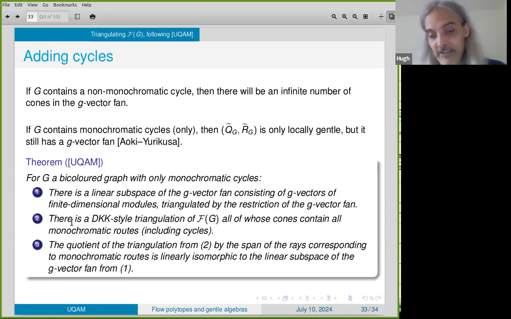There's a DKK on the other side. There's a DKK-style triangulation of the flow cone. Now this is outside the setting of DKK, but there is still a flow cone for sure. And it turns out there's a DKK-like triangulation. This isn't one that DKK provided. This is one that we provide, but it's of a very similar nature. All the cones contain all the monochromatic roots, and that includes the monochromatic cycles. And we have a result similar to the case where there are no cycles. The quotient of this DKK-style triangulation by the span of the rays corresponding to monochromatic roots is linearly isomorphic to the linear subspace from here. So we again get the same kind of bijection between the triangulation of the flow cone and a G vector fan.